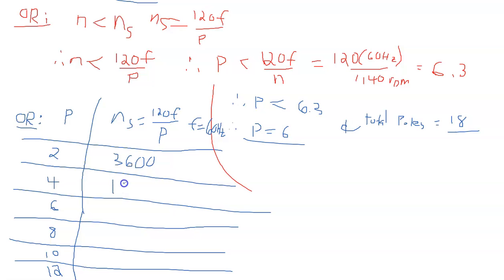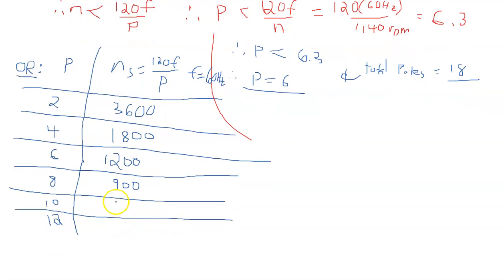For 4 poles, you do the calculation. Remember, we talked about the numerator, that being 7200. 7200 over 4 is 1800. 7200 over 6 leaves us with 1200. And 7200 over 8 leaves us with 900. 7200 over 10 leaves us with 720. 7200 over 12 leaves us with 600. And the next one is 14, which gives us a number that's not a nice round number, 514 or something like that. So you can do the math.